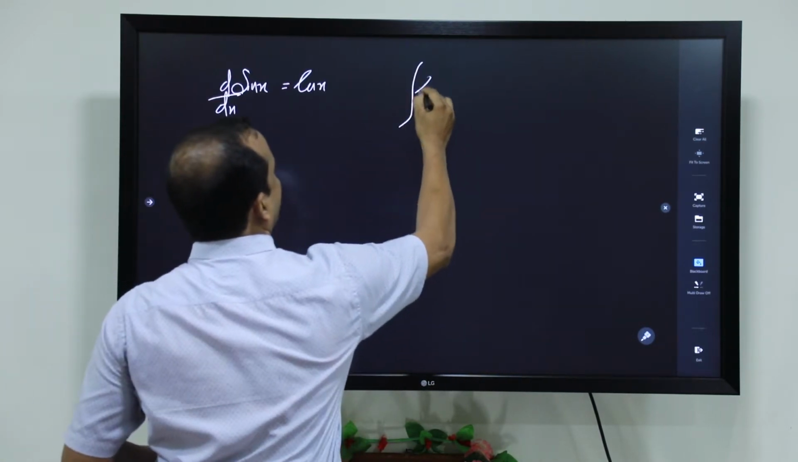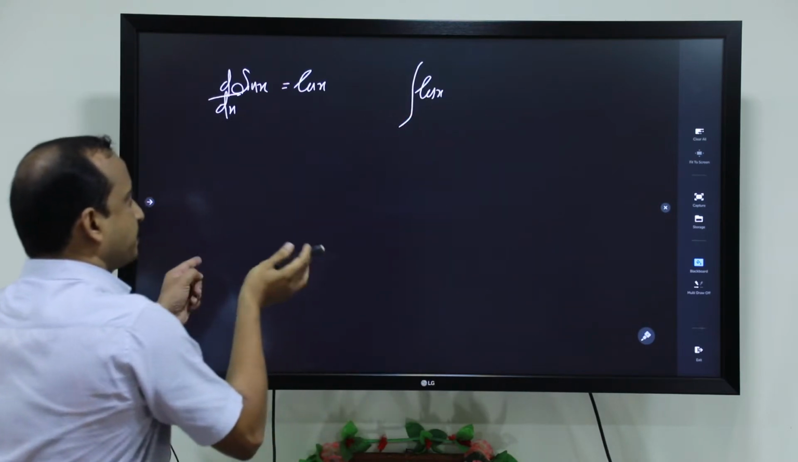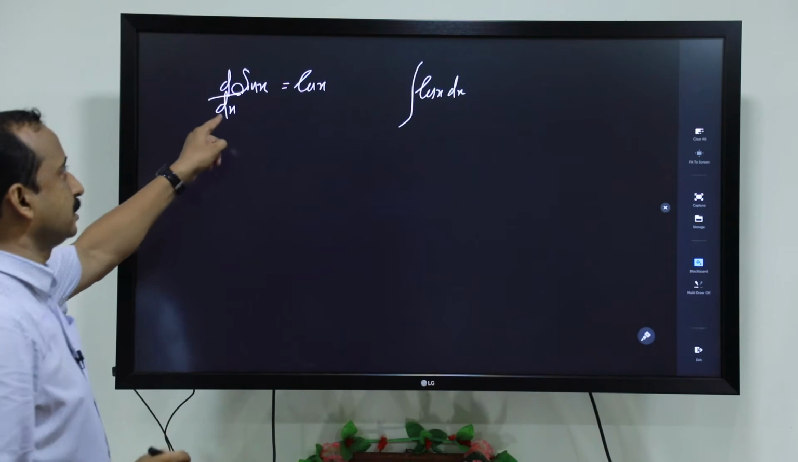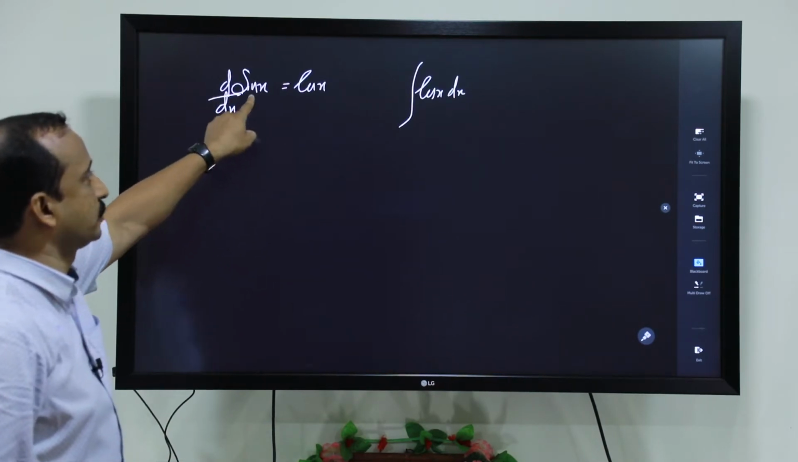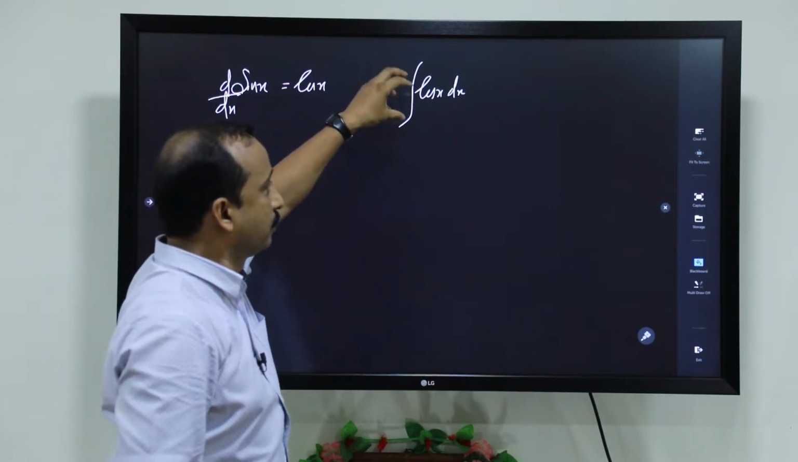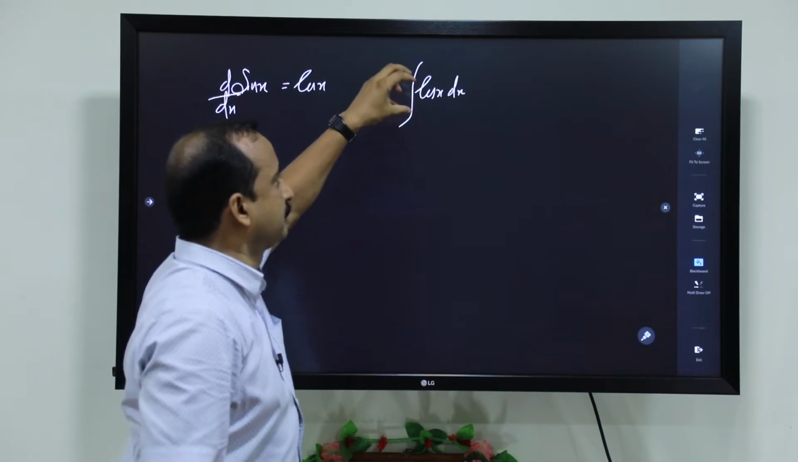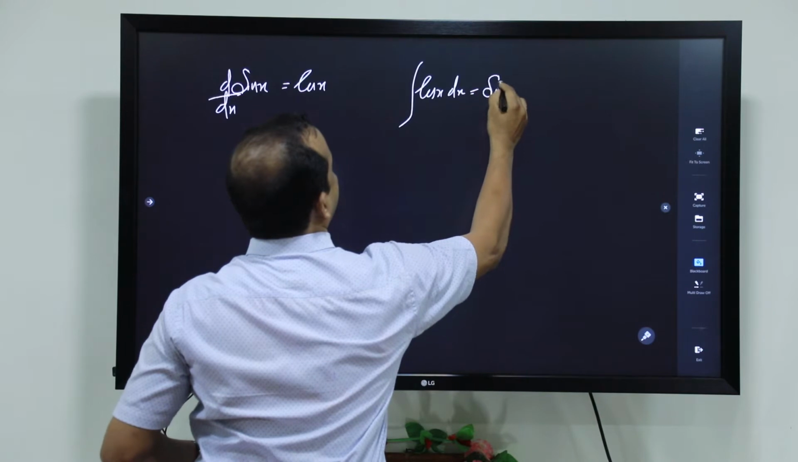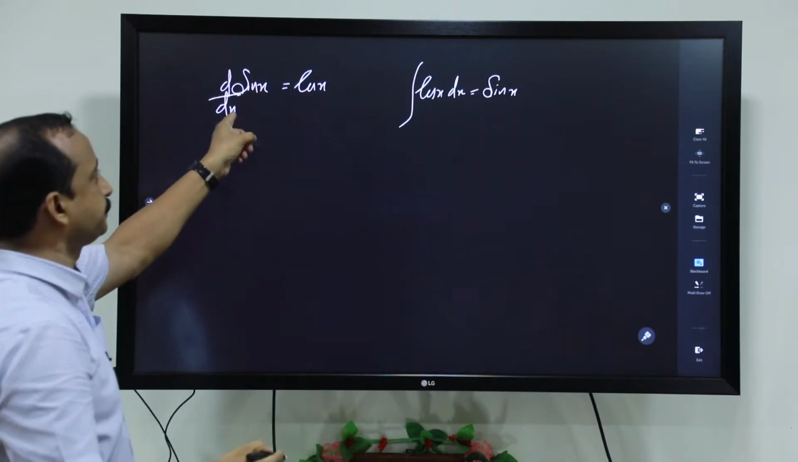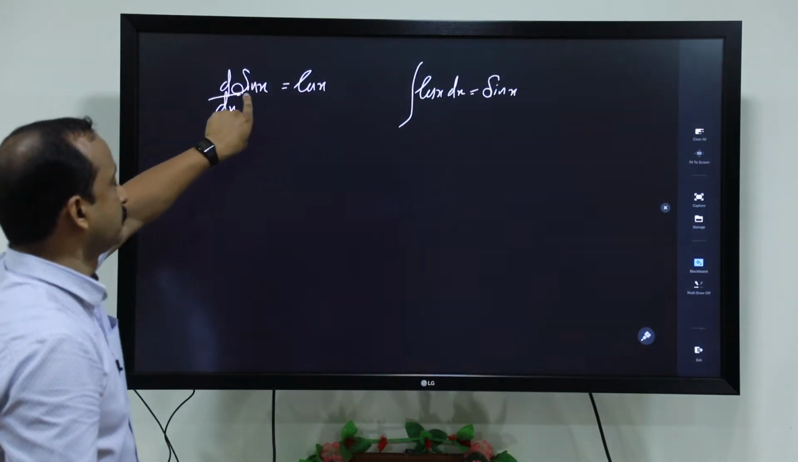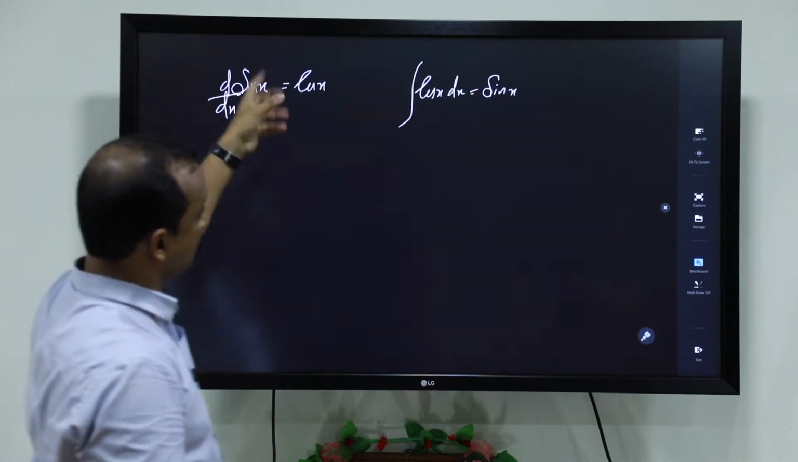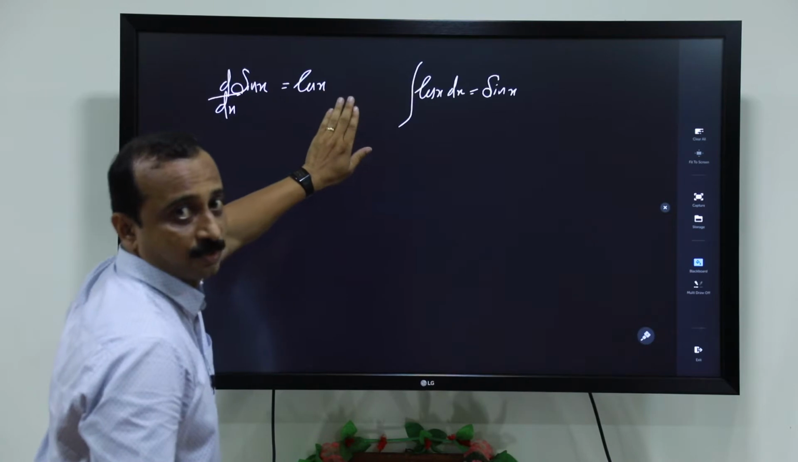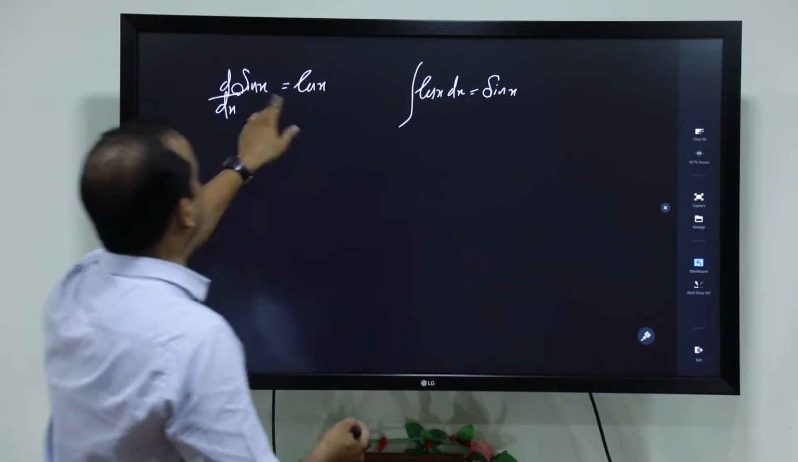The integral of cos x with respect to x, to represent that we multiply by dx. Here, with respect to x, d of sin x. When integrating cos x into dx, we get the answer sin x. It's an inverse function. Integration is the inverse process of differentiation. Therefore, the derivative of sin x gives cos x, and therefore the integral of cos x gives sin x.